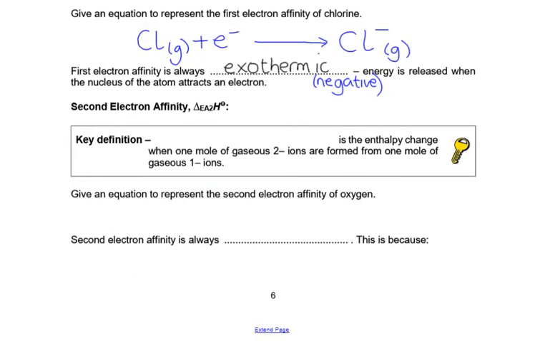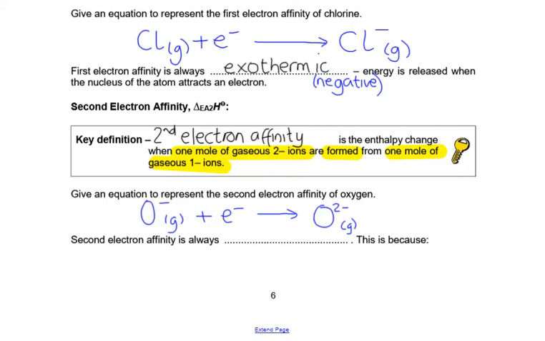So similarly, we're going to look at a second electron affinity, and you can pause the video in a second and have a go at writing these equations. So the 1 mole of gaseous 2 minus ions formed from 1 mole of 1 minus ions gaseous. So pause the video and see if you can write that for oxygen. There we go. O minus gas plus electrons becomes O2 minus gas. 1 mole of gaseous 2 minus ions from 1 mole of gaseous 1 minus. We'll be doing this for anything in group 6 that needs to get to a 2 minus ion.